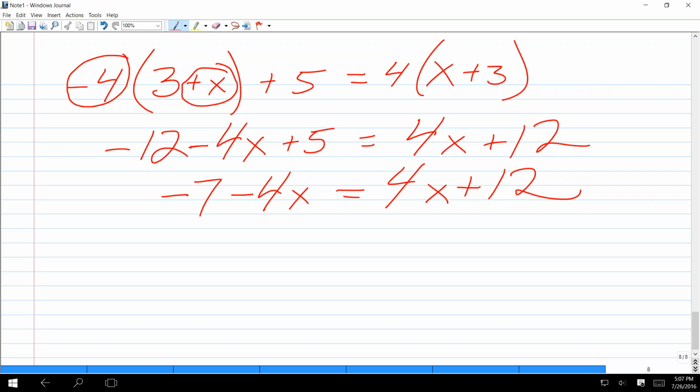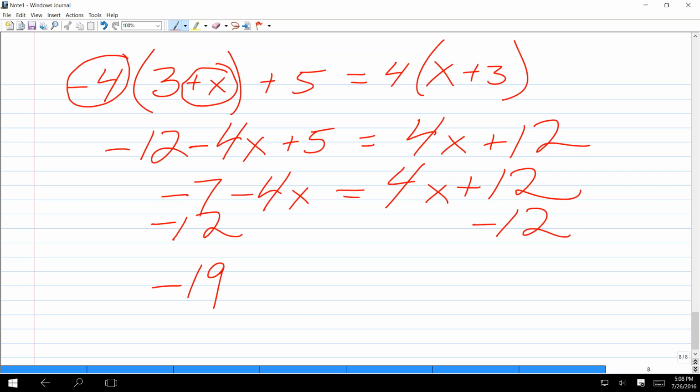Good. So what are my total numbers on the left? You said numbers to the left, variables to the right. The reason is because if I move this to the right, it's going to have a positive coefficient in front of the x. No, it'll be negative, because I have to subtract 12 from both sides. What's minus 7 minus 12? Negative 19.